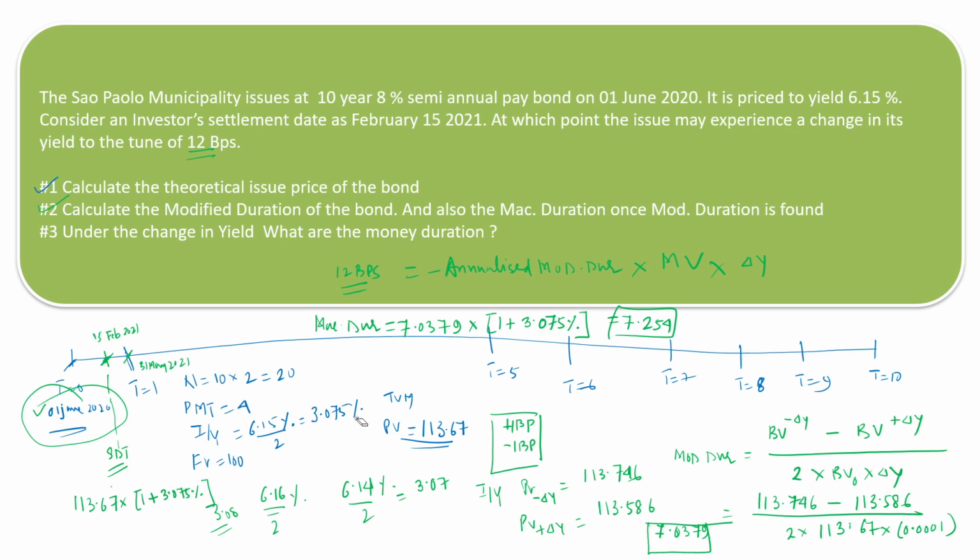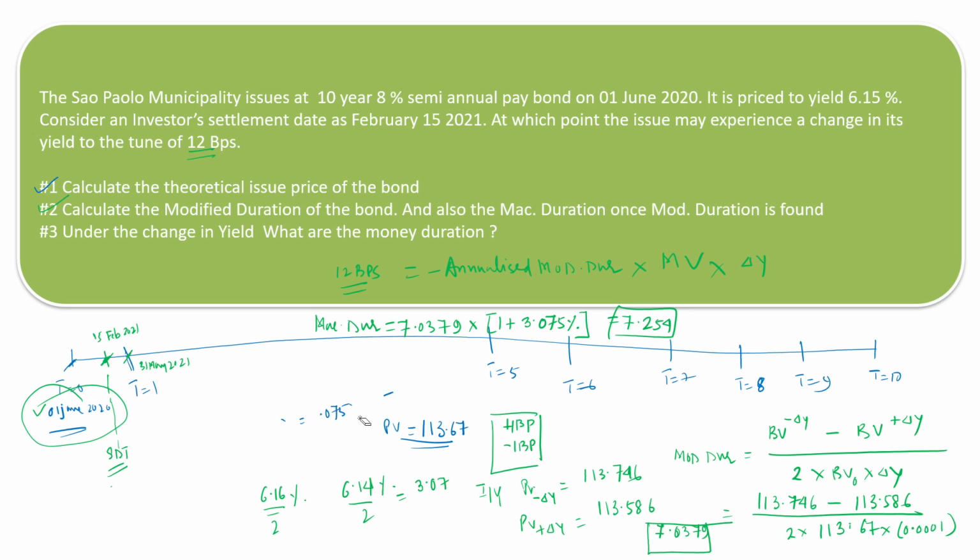Up to here, I think it should be abundantly clear how the price of the bond is found at the day of issuance, how the Macaulay duration is found, and how the modified duration is found. But all of these calculations pertain to the day of issuance itself. However, we are interested in the settlement date, which happens to be 15 February 2021, and we know that this is a semi-annual coupon paying bond itself.